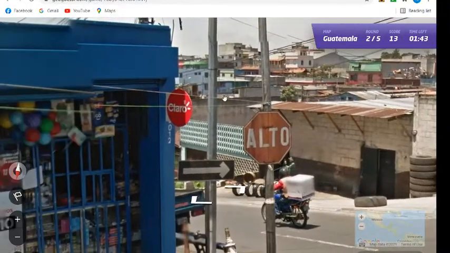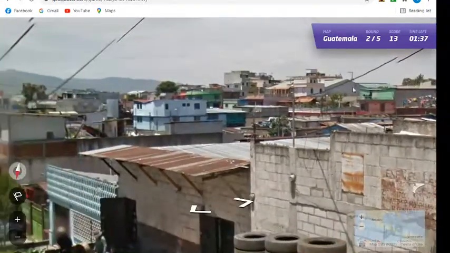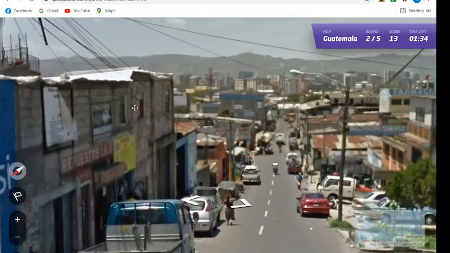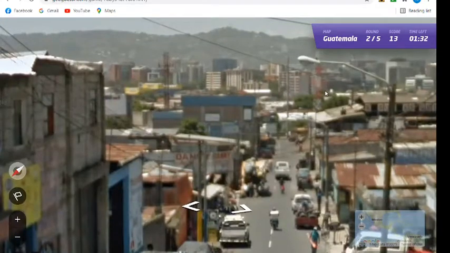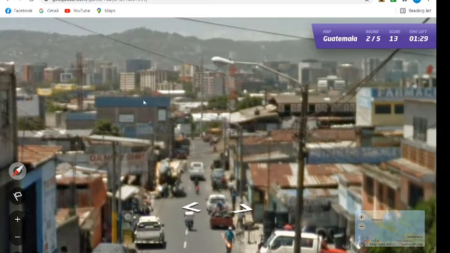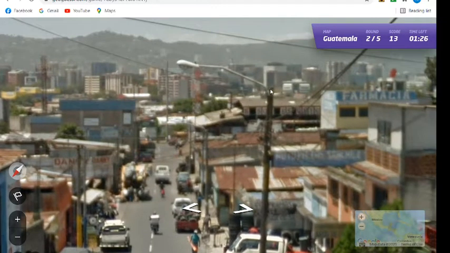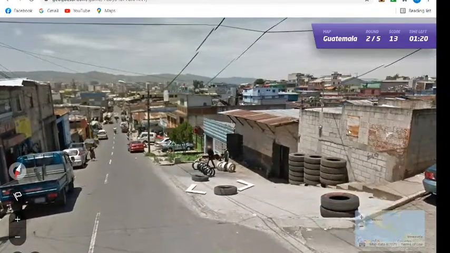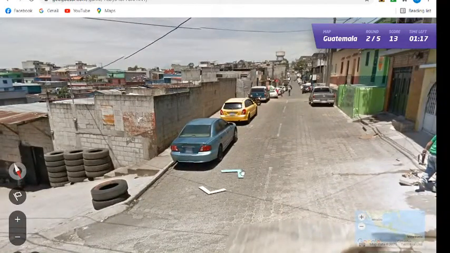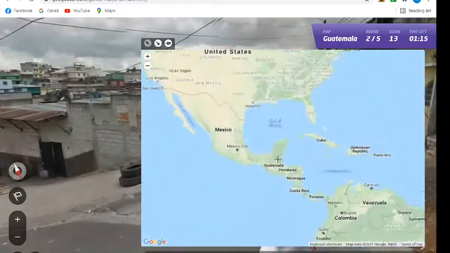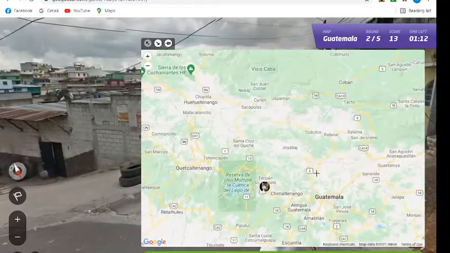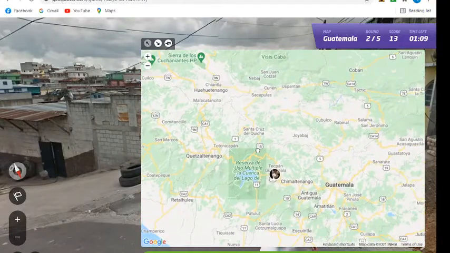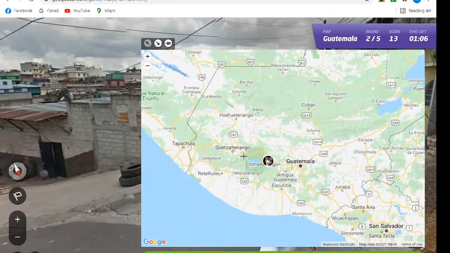Let's see. So there's some hilliness here, but yeah, I'm thinking maybe this is the highlands, but I don't know. Could that be the center of Guatemala City? I mean, it's not particularly large, which makes me think this could be Quetzaltenango. Yeah. The next largest towns after Guatemala City are Quetzaltenango and Huehuetenango here.